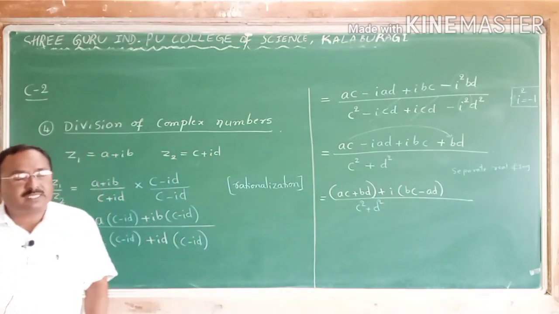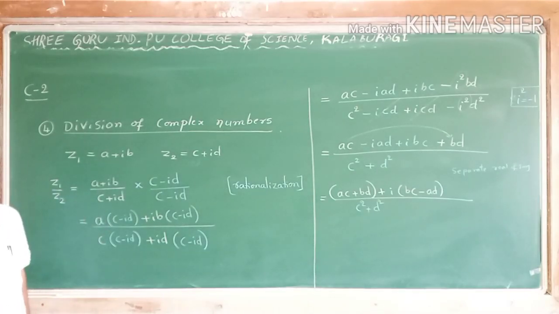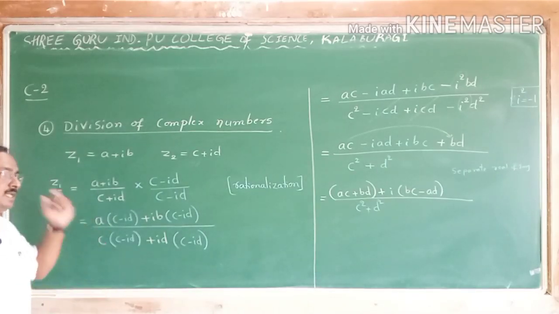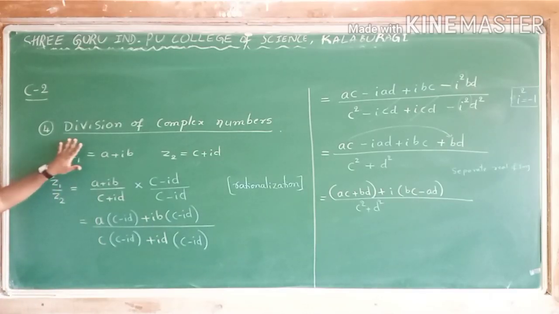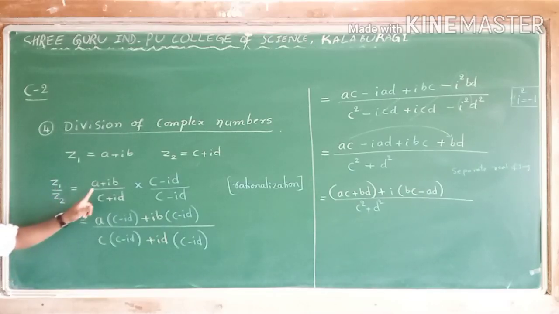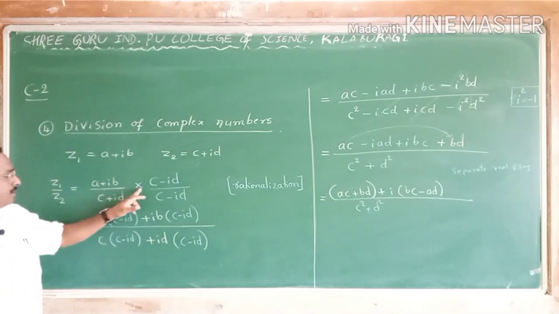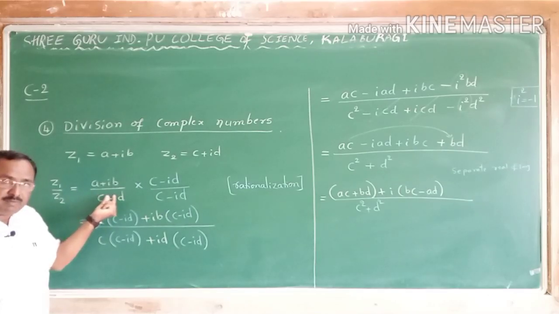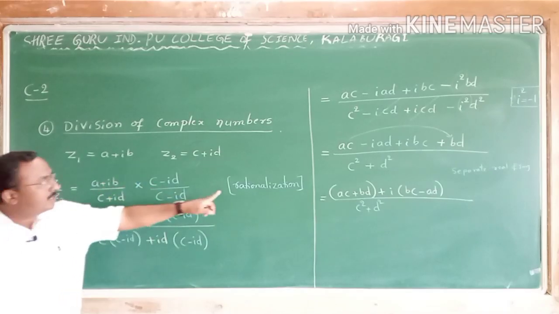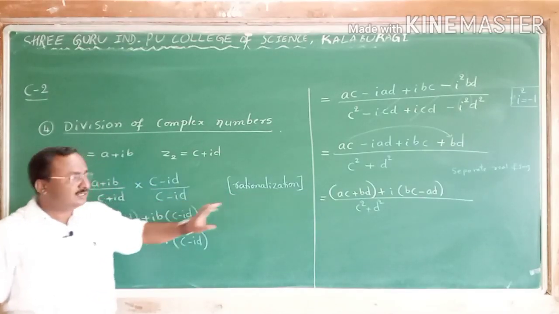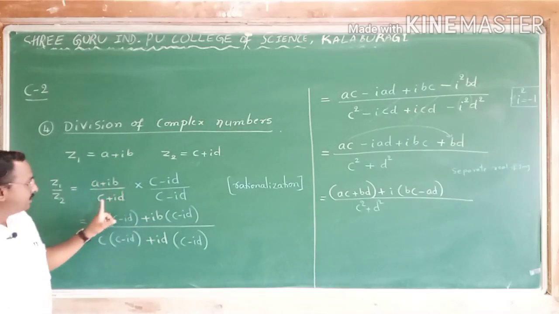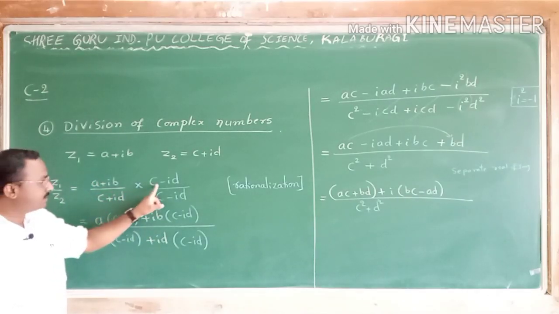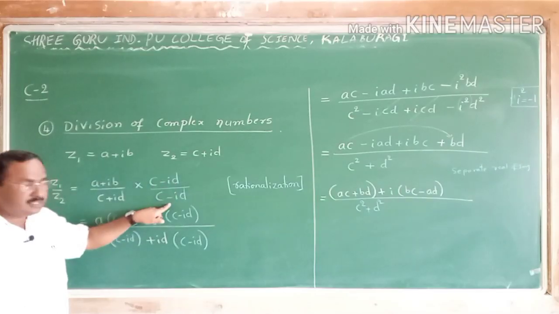Separate real and imaginary parts. This is the division of complex numbers. Once again I will explain. Division of complex numbers: Z1 by Z2, a plus ib, c plus id. If division is in the place, apply rationalization to the complex denominator: c plus id becomes c minus id, the numerator same as it is.